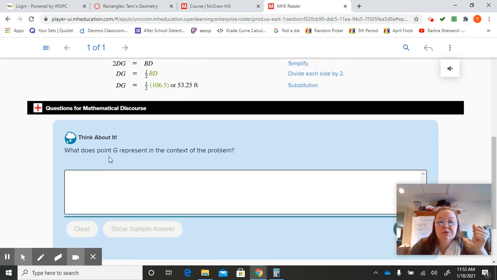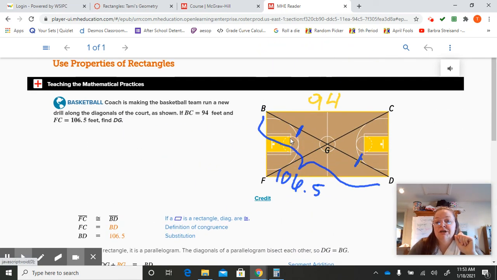One last thing, what does point G represent in the context of this problem? So looking at this diagram, what is point G? Write that down in your notes and have it ready to go for later.